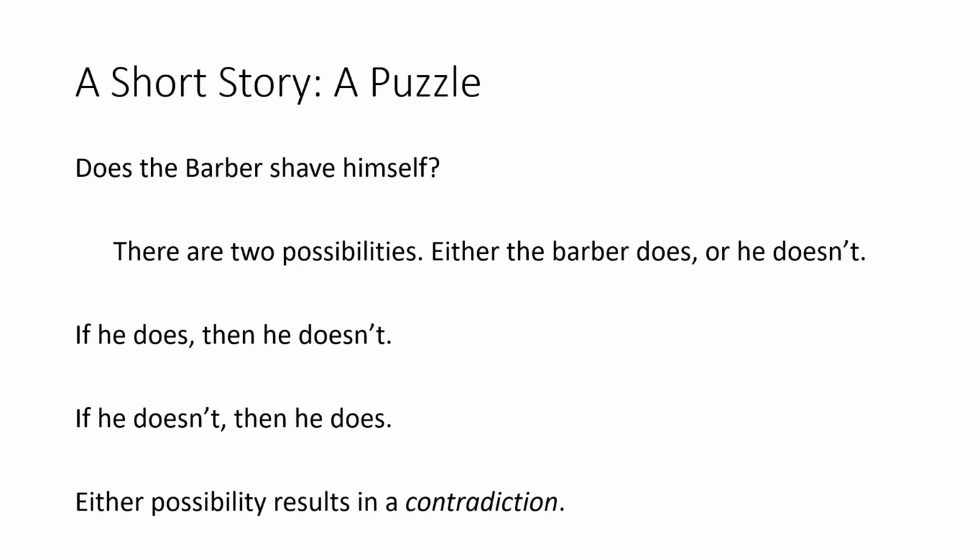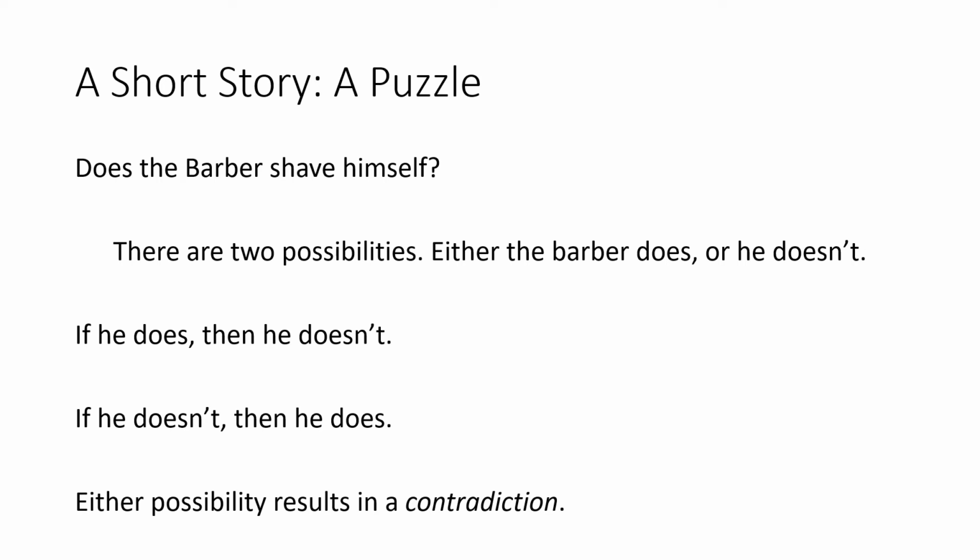Okay, so let's go back to our short story. Does the barber shave himself? We said that there were two possibilities. Either the barber does or he doesn't. We showed that on the supposition that he does shave himself, he doesn't shave himself. And we showed that on the supposition that he doesn't shave himself, then he does shave himself. And we noted that either possibility results in a contradiction. On the first possibility, the barber both does and doesn't shave himself. And similarly on the second, the barber both doesn't and does shave himself.